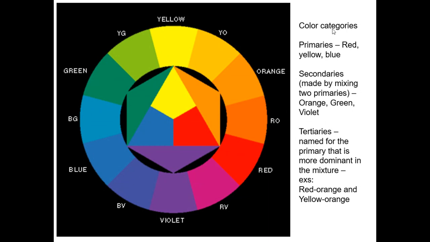So if orange is made from combining yellow and red, if I add more yellow than I have red, I will end up with an orange that should be called yellow orange. We always name the tertiary for the color, primary color, that is dominant in the mix.